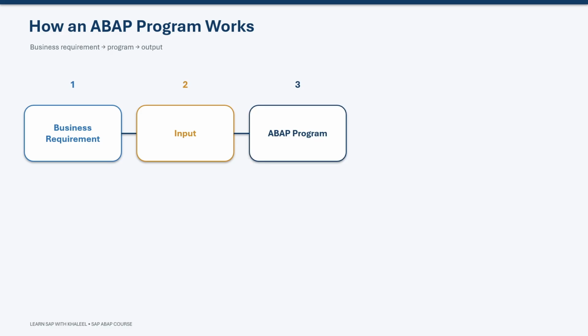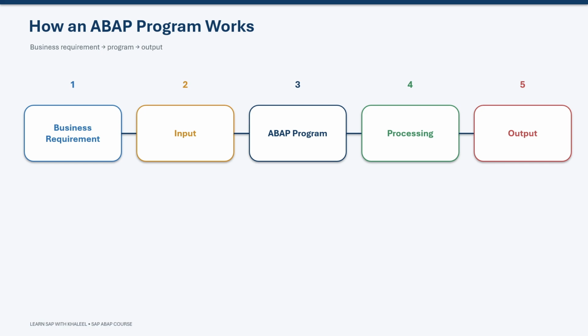Then the ABAP program. The ABAP developer writes a program to handle the requirement. Then processing. The program processes the information according to the required business logic. It may read data, calculate values, apply conditions, or format information. Then output. Finally, the user gets the required result. In our example, that could be a sales report. So remember: requirement, input, ABAP program, processing, output. This simple flow will help you understand many ABAP concepts that we'll learn later.